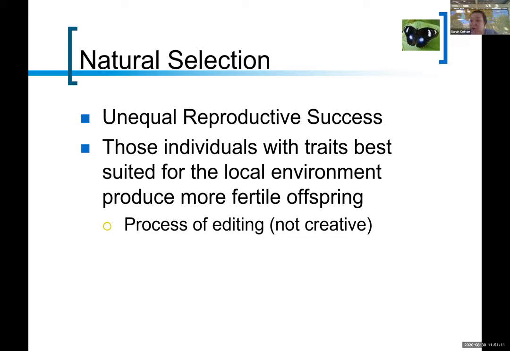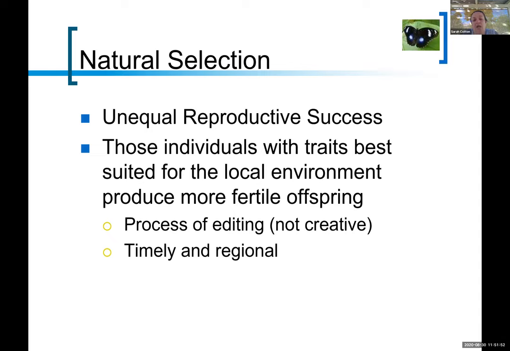One really, really important thing to realize about natural selection is that it is a process of editing, not a creative process. So what do I mean by that? Fundamentally, natural selection doesn't make new characteristics. Natural selection only "selects," with the air quotes, characteristics that already exist. So this is an important idea. Where do new traits come from then? We'll think about that a little bit.